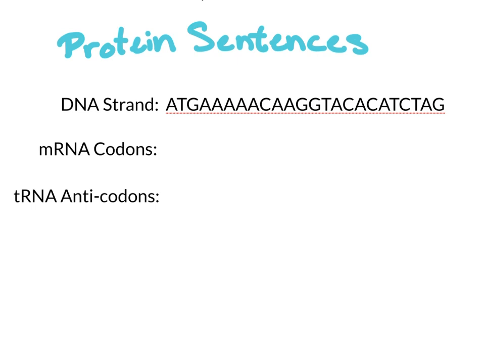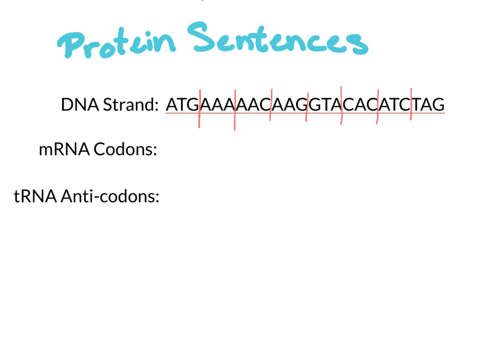So like right after ATG, you're going to make a line because ATG is one codon. Then after AAA, you're going to make another line, and that's another codon. And you'll continue that for the rest of the sequence.